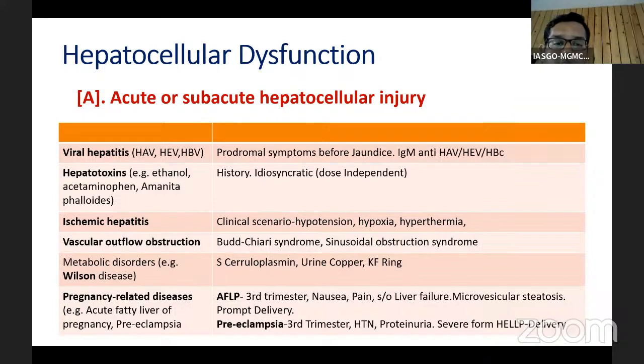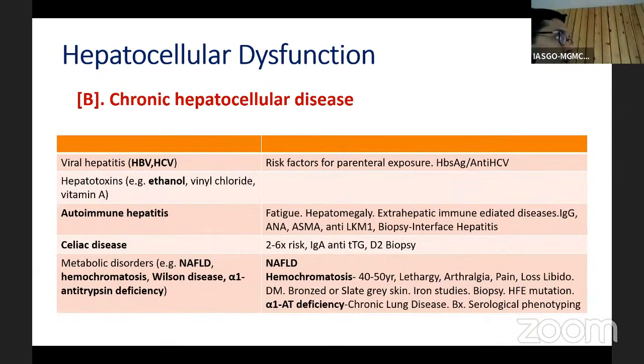Pregnancy-related disorders like AFLP and preeclampsia both occur in the third trimester. AFLP is associated with nausea, pain, signs of liver failure, and requires prompt delivery. Preeclampsia in its severe form, HELLP, may require delivery. Coming to chronic hepatocellular diseases, we all know that certain viruses like hepatitis B and C are commonly indicated as a cause of CLD. Also, alcohol is a common cause for CLD.